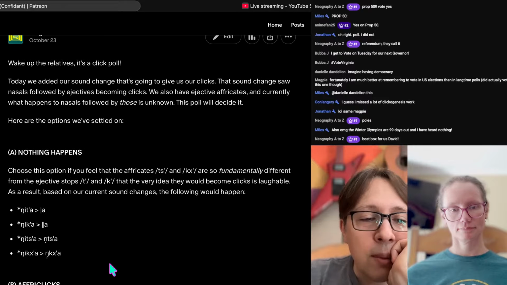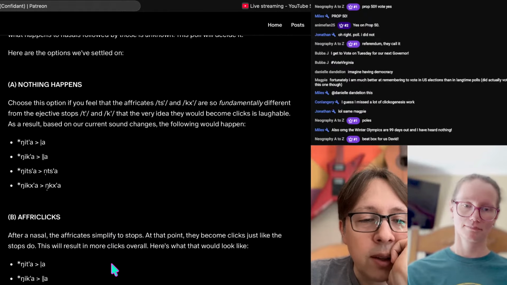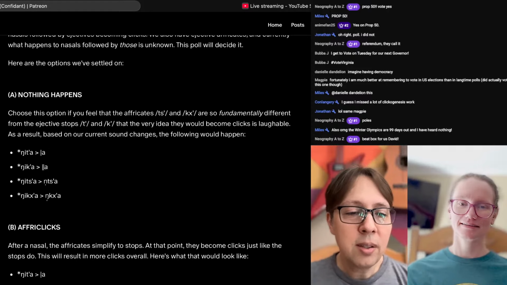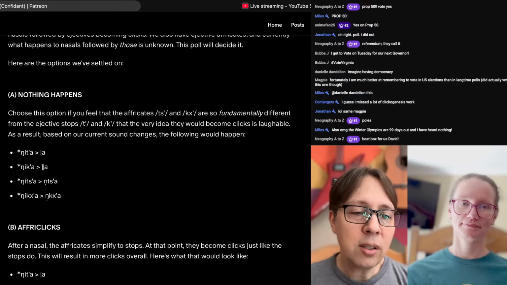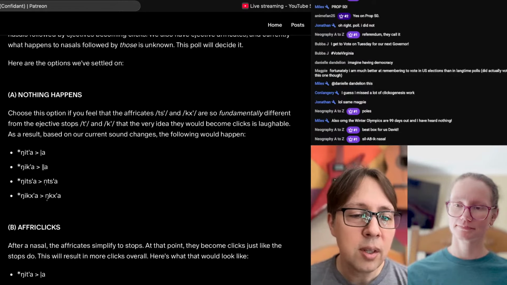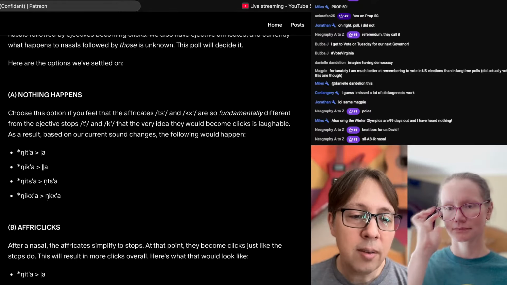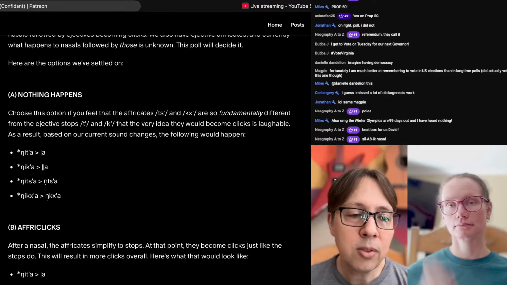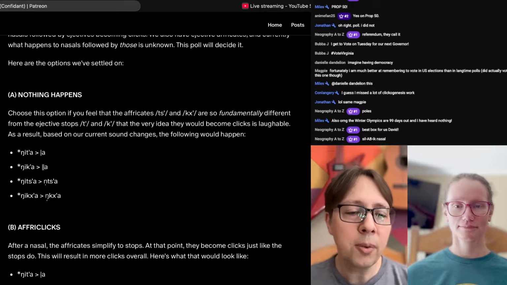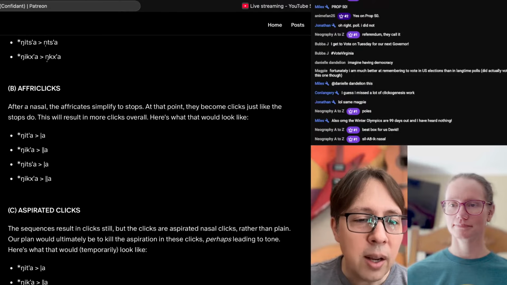Then we have our affriclick change. In other words, in this environment and in this environment only, the affricates are treated identically to regular ejectives. And so they become just like the other clicks. They are basically leveled. Another option is that we get aspirated clicks.